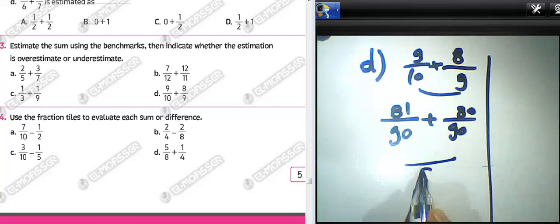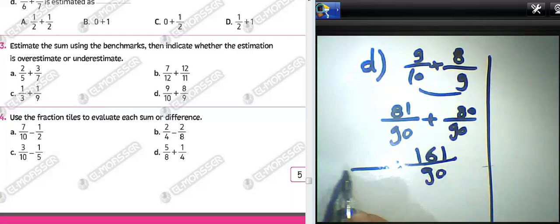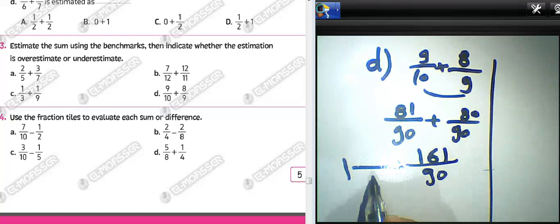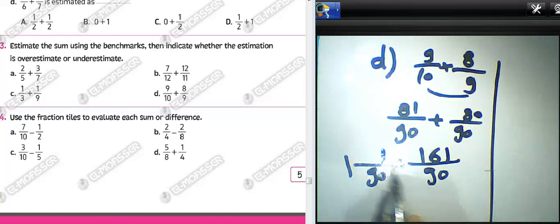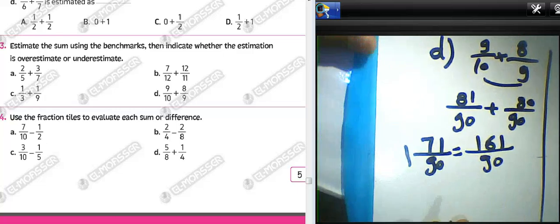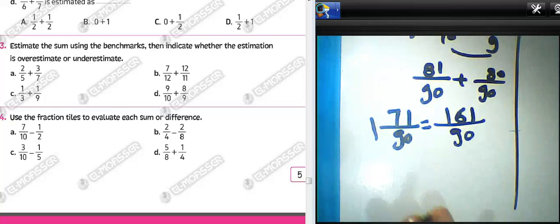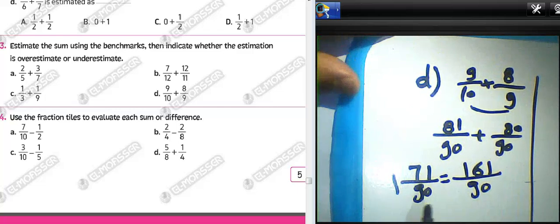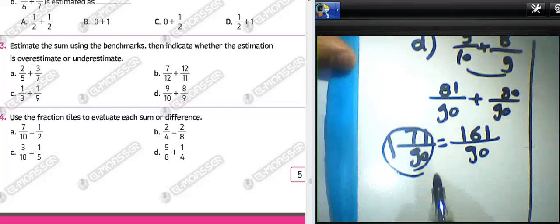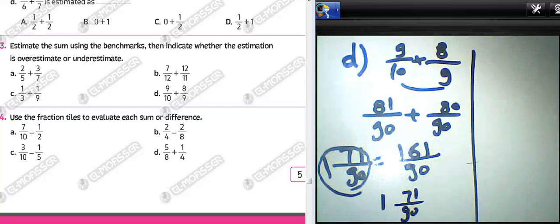Okay, and we can add them. 0 plus 1 equals 1. 8 plus 8 equals 16. So we can convert from an improper fraction to a mixed number. Write 90 here, and then 16 minus 9 equals 7. The result will be 1 and 71 over 90. Okay, my students, 1 and 71 over 90 is the actual number.